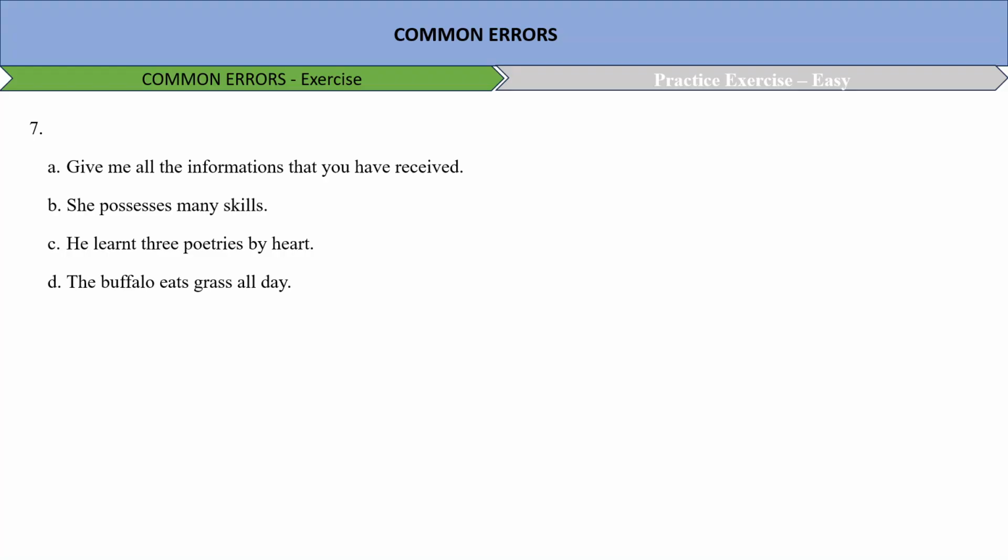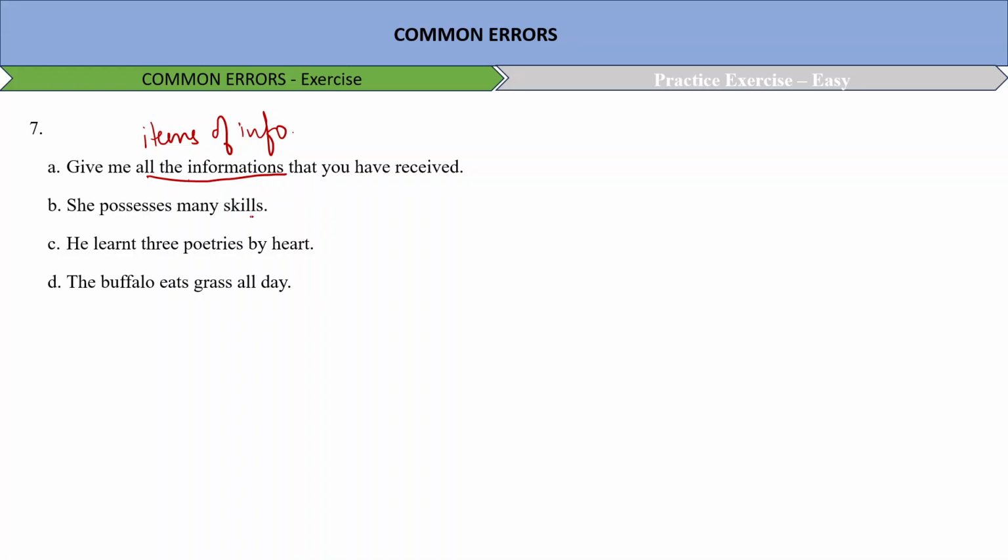Now, in this set of questions, you see, "Give me all the informations that you have received." It is never informations. Give me all the items of info that you have received. You cannot use "all the informations." Information is about telling everything to someone. Items of info.